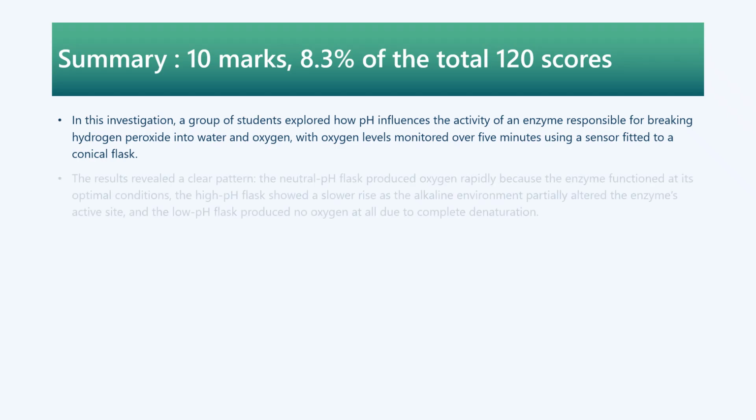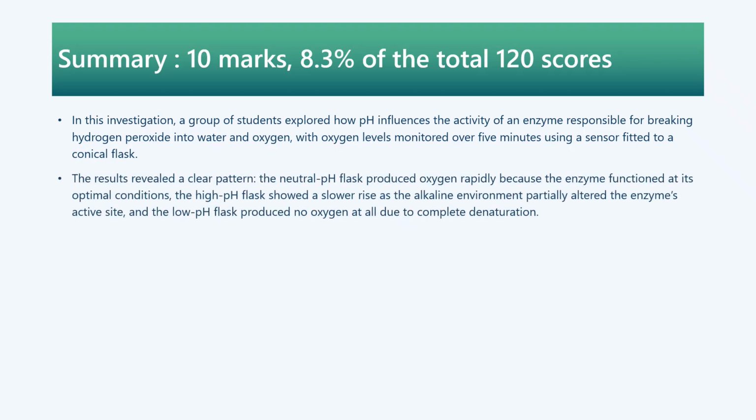The neutral pH flask produced oxygen rapidly because the enzyme functioned at its optimal conditions. The high pH flask showed a slower rise, as the alkaline environment partially altered the enzyme's active site, and the low pH flask produced no oxygen at all due to complete denaturation.